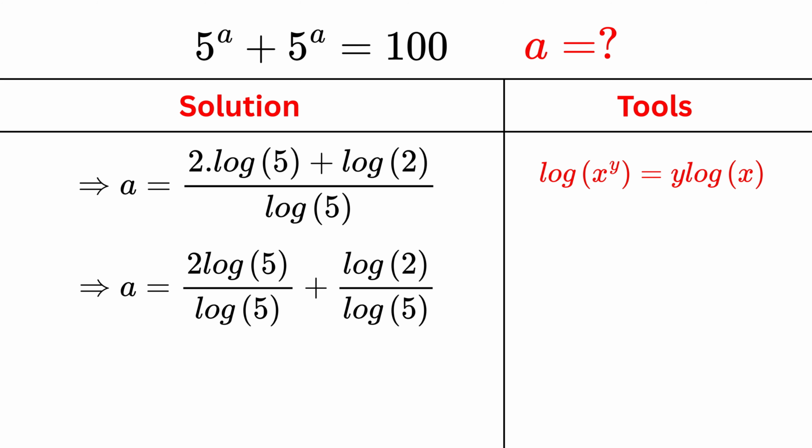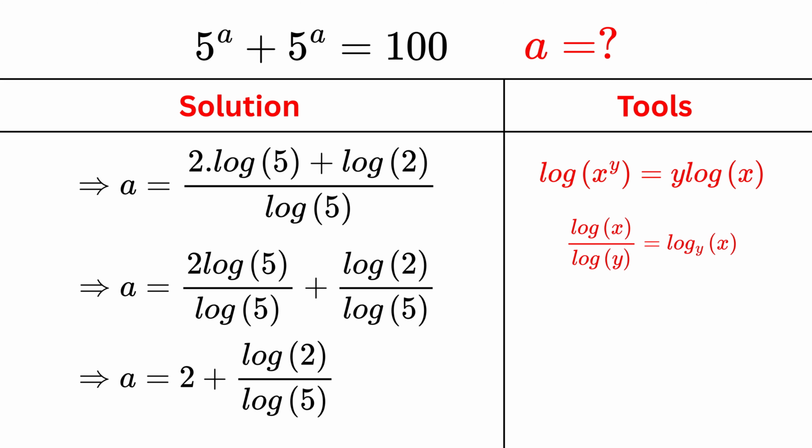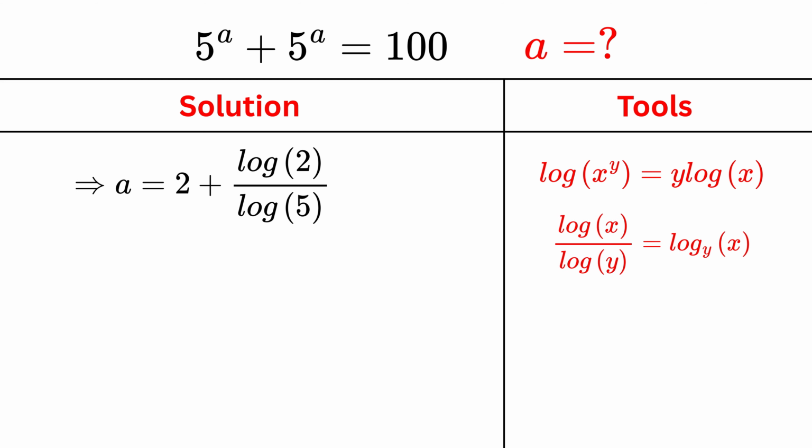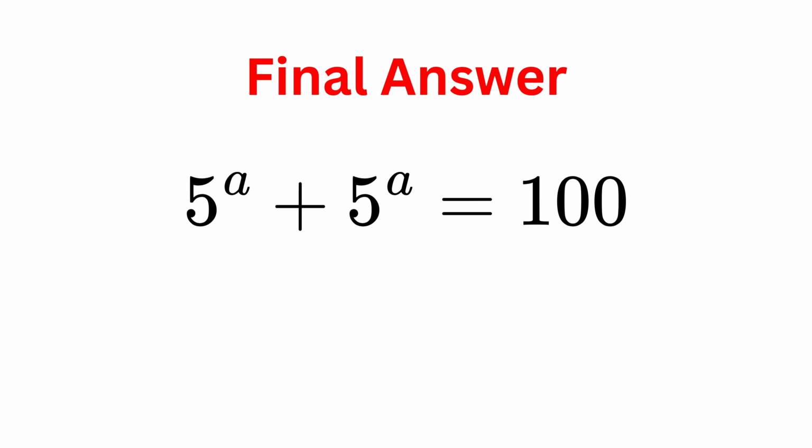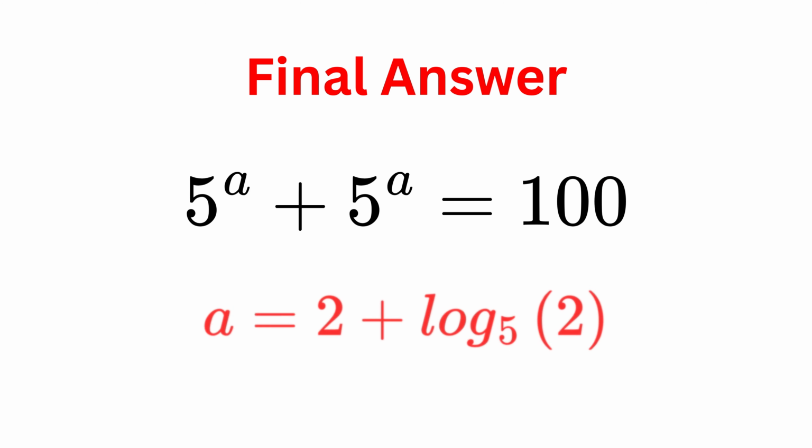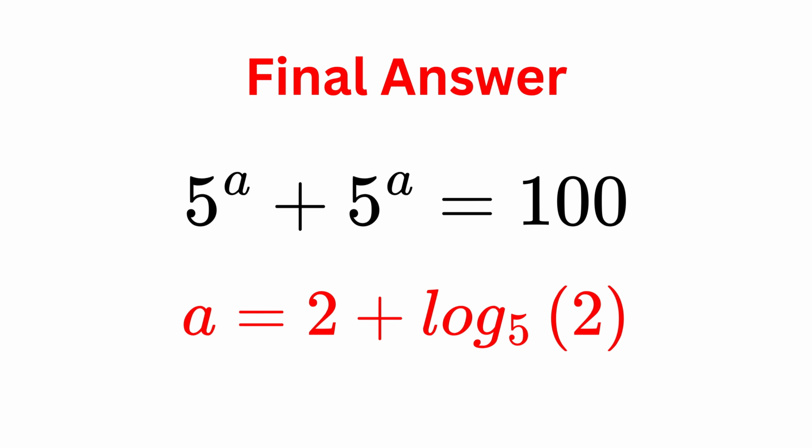2 times log of 5 divided by log of 5 equals 2. And the second part stays as log of 2 divided by log of 5. Now, remember another property. Log of x divided by log of y equals log base y of x. So, log of 2 divided by log of 5 becomes log base 5 of 2. Finally, we have a equals 2 plus log base 5 of 2.